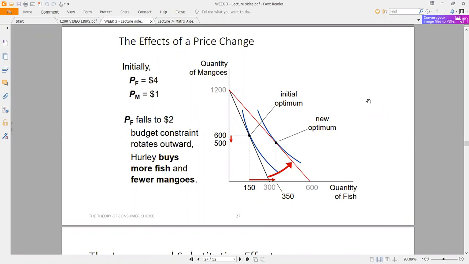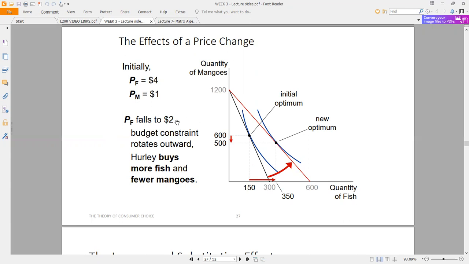Now, let's assume initially the price of fish is 4. With that, this is the initial indifference curve with the initial budget line. So this was the initial optimal bundle with fish 150 units and mangoes 600 units.